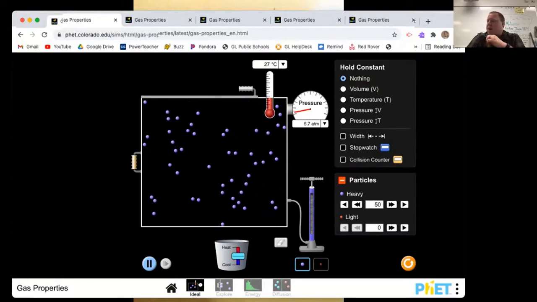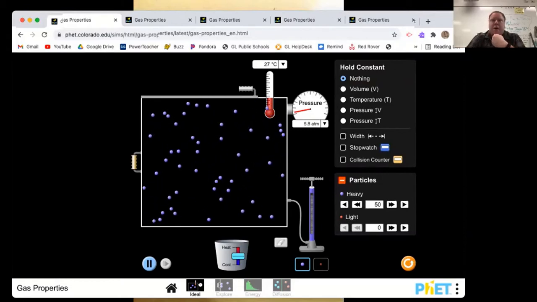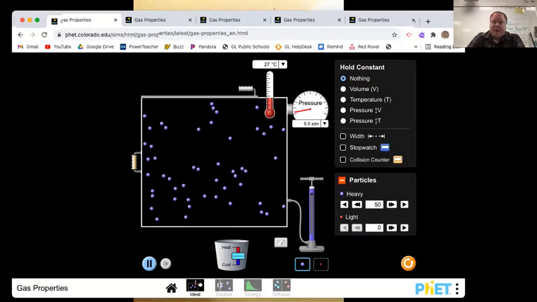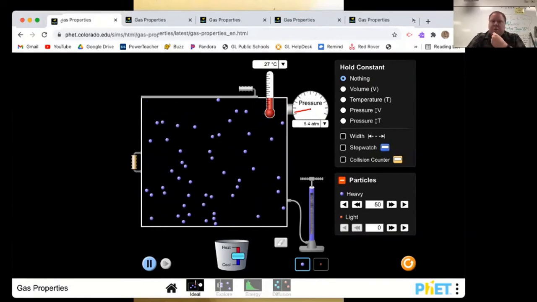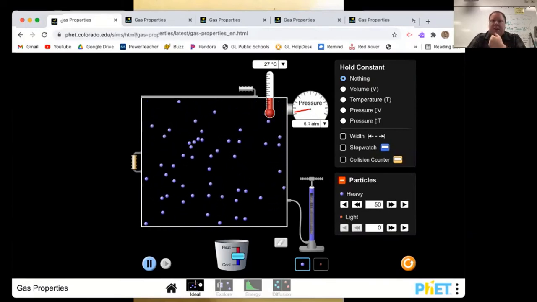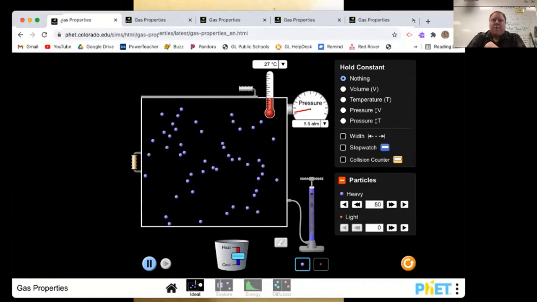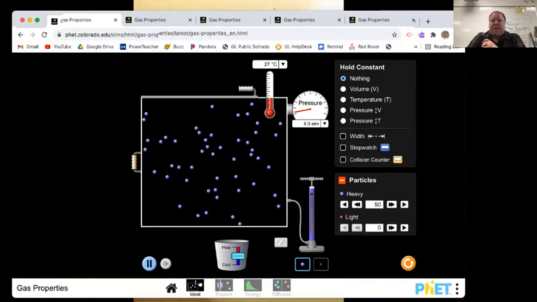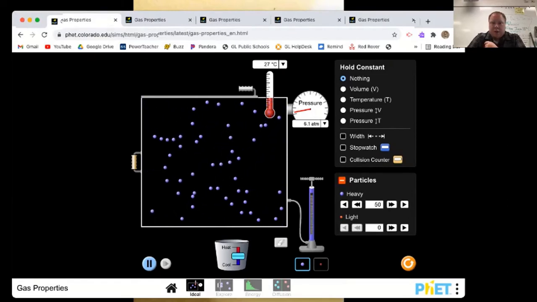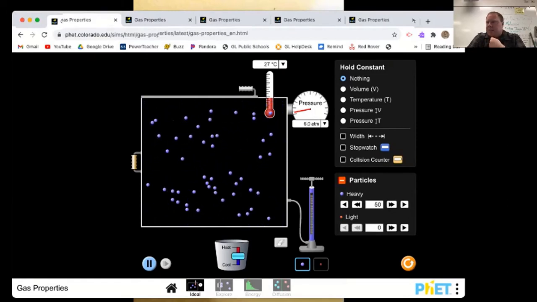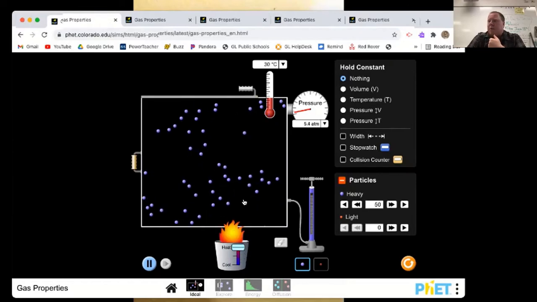Okay, so I got quite a few responses here. I got they will move faster, they will get faster, they will speed up, they'll start moving faster, they'll be more active, lots of ways to put this. They will be moving extremely faster. They will expand. Okay, they will expand. Let's take a look here. I'm going to heat them up now.